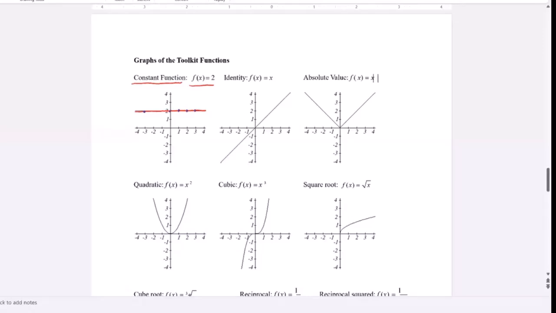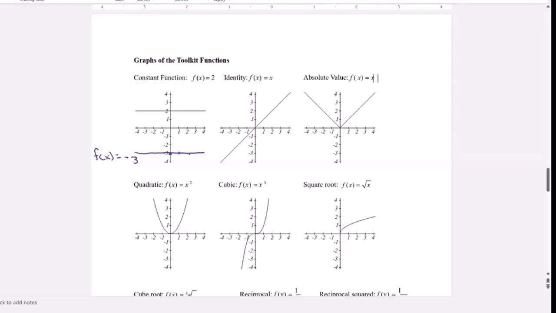equals 2. If I wanted f of x equals negative 3, well, when x is 0, y is negative 3, and so on and so on. So again, I would have a horizontal line. Okay, this line is f of x equals negative 3. Okay, it's just always negative 3. That's why it's called a constant.